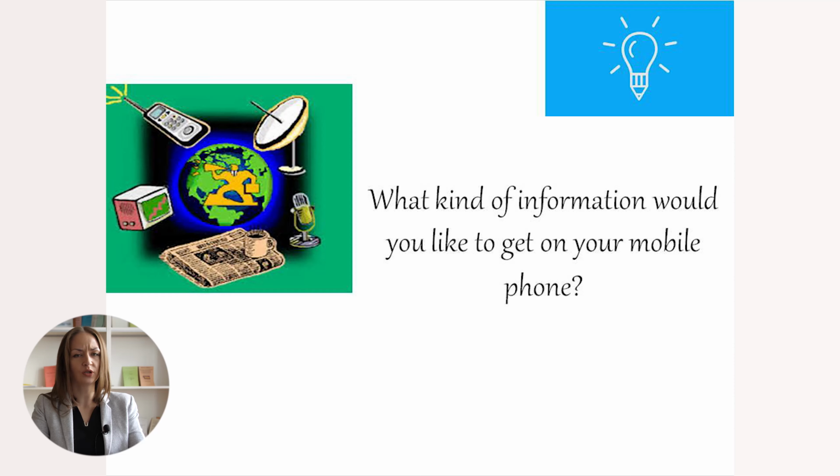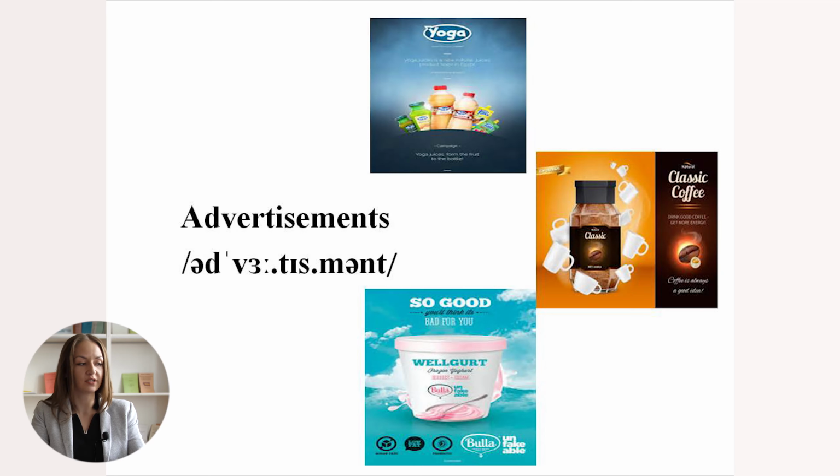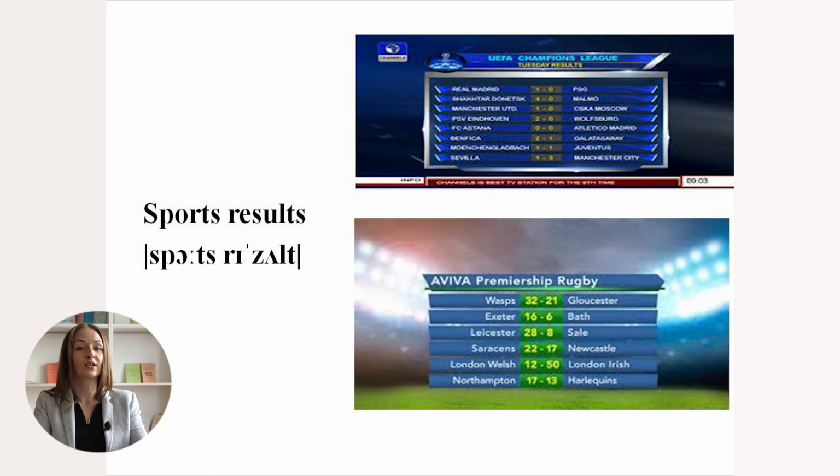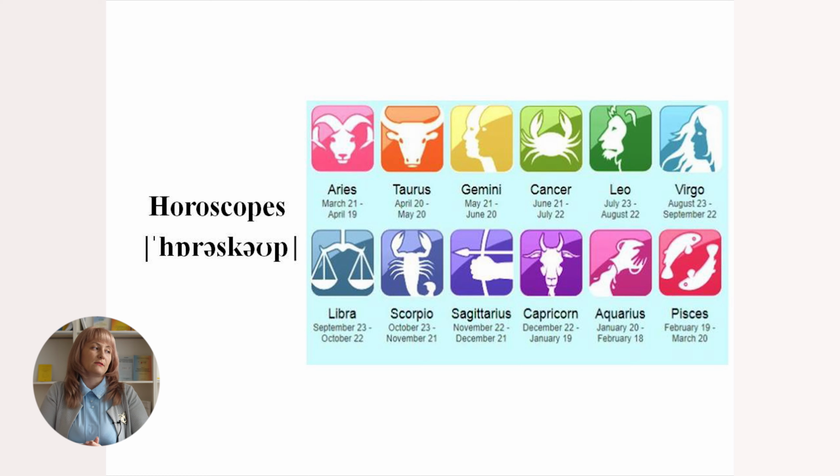Now tell me please, which source of information do you find the easiest and use more often? Yes, of course, I'm sure that you have chosen the mobile phone. Now think for a while. What kind of information would you like to get on your mobile phone? There is a big variety, but usually people tend to look for the following information: advertisements, weather forecast, sports results, horoscopes, news headlines.